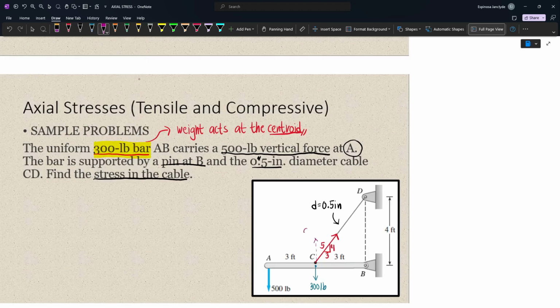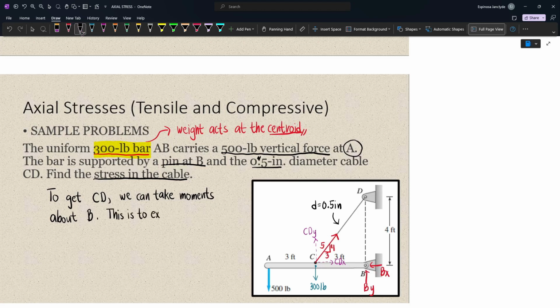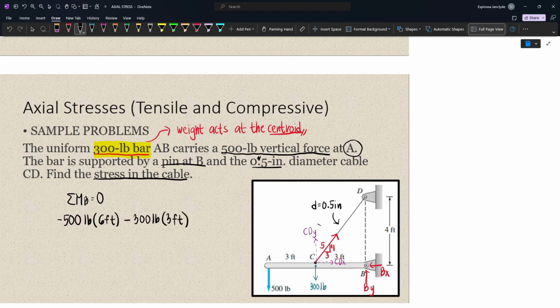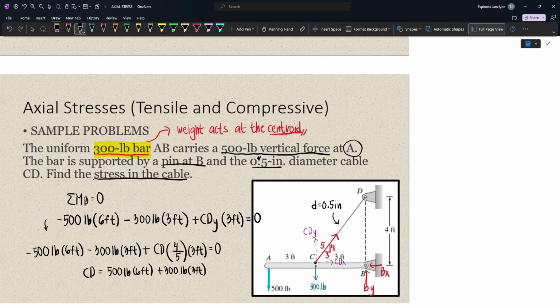Now, because the tension in CD is inclined, we have vertical and horizontal components. Let's label those CDY and CDX. To get CD, we can take moments about B, because we have external reactions at that point, and we will do that to exclude them. Taking moments about B, we have negative 500 times the perpendicular distance, which is 6, minus 300 times 3, plus CDY times 3, and that is equal to 0. Simplifying that, we have this equation, and then we can now get CD.